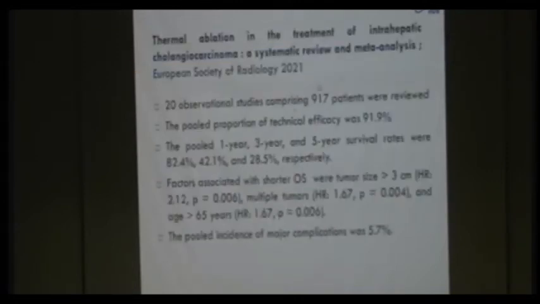One of the meta-analyses, published in European Radiology in 2021, included 917 patients from 20 observational studies, and this study showed that technical success efficacy was 91%, and 1, 3 and 5 year survival rates were 82, 42 and 28% respectively. Factors associated with shorter overall survival after ablation include tumor size more than 3 cm, multiple tumors and patient age more than 65 years.